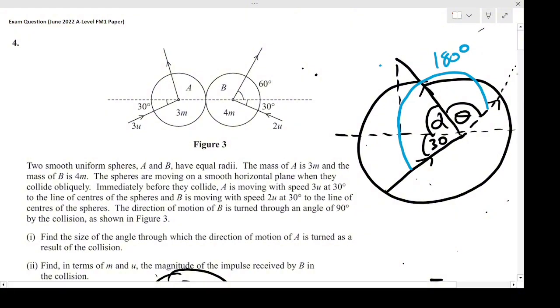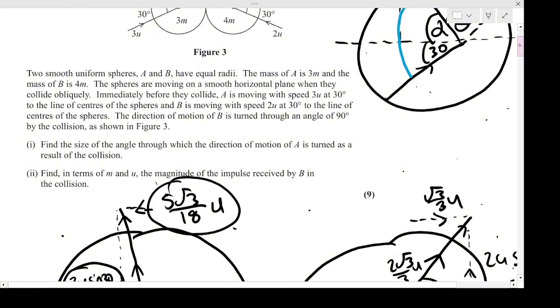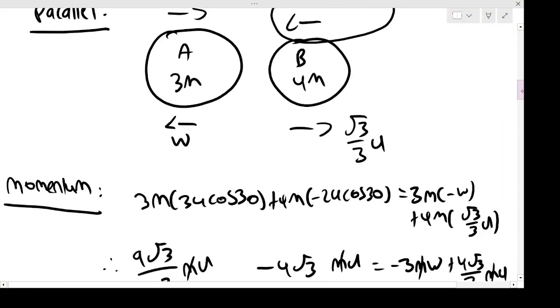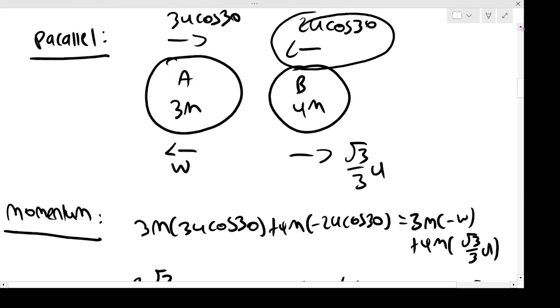Now part 2 is fairly, it's more straightforward. It's just asking for the impulse. And so if you were put off by part 1, please don't skip the other parts of the question. The second part of the question is much nicer, because how do we find impulse? Well, we just resort to my 1D diagram. So for A, the impulse is here, and for B, the impulse is here.